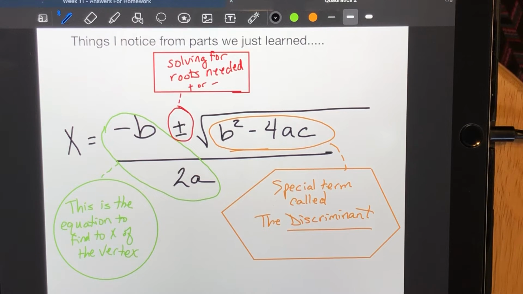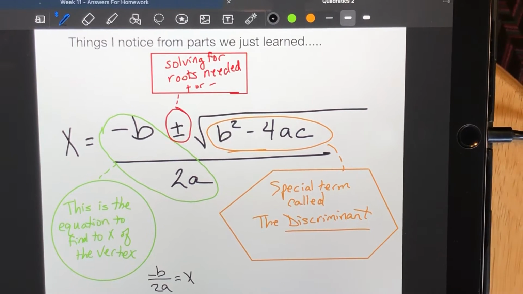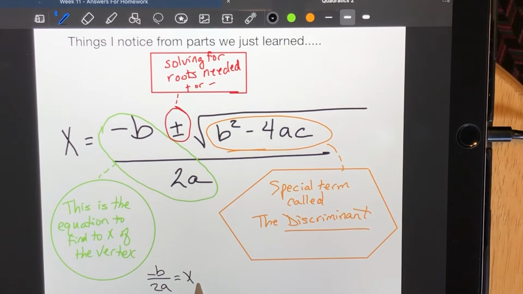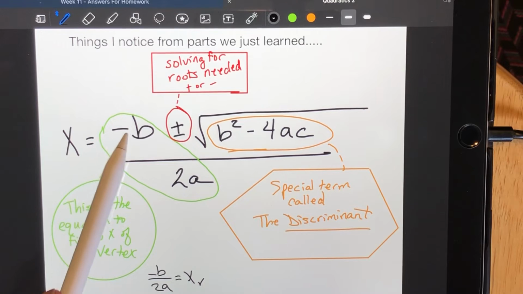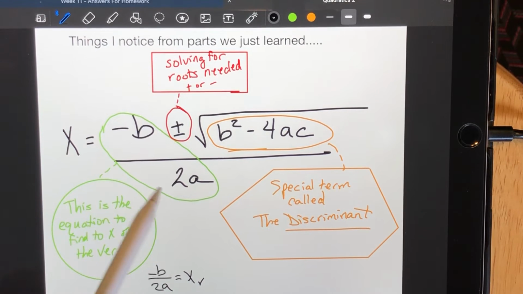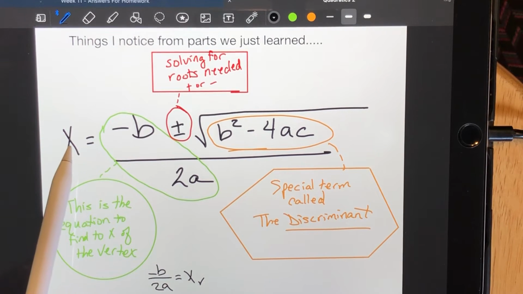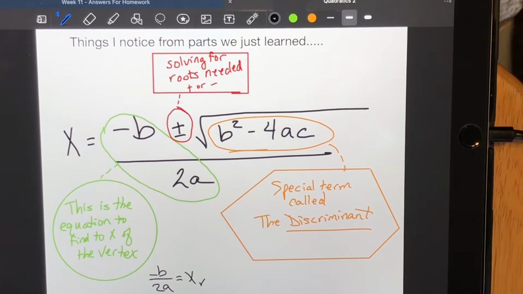So anytime we had a quadratic, when we wanted to find the x value of the vertex, we take negative b over 2a, and that would give us the x value of our vertex. So the x for the vertex. So we have part of the formula for finding the x value of our vertex, because isn't that important to have for our x value?